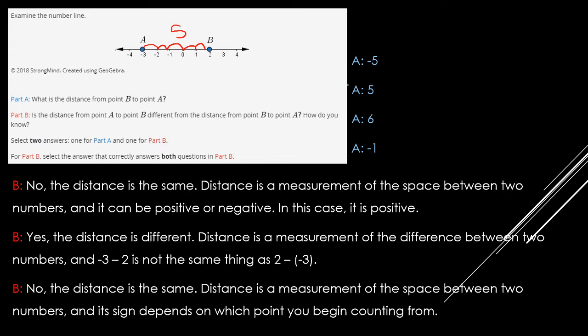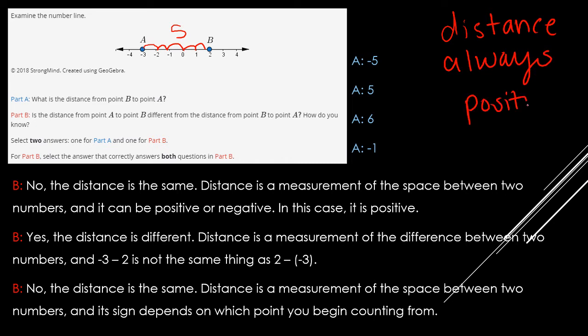Now, one thing to note is distance is always positive. Okay, so distance is always positive. So we want to choose +5. Distance is always going to be positive.